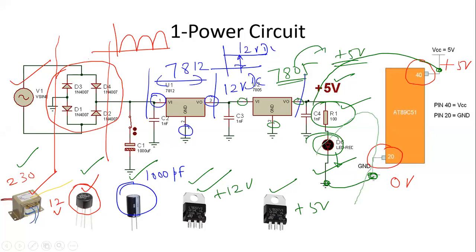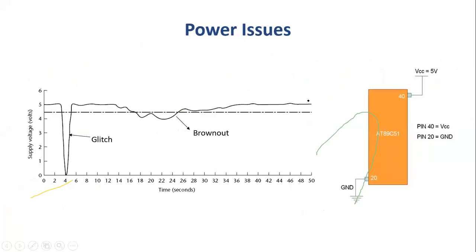I hope you are following what I'm discussing here. As far as the power circuit is concerned, there is nothing special. We have only two pins which are concerned with the power. So pin number 40 is connected with plus 5 volt, and pin number 20 is connected to ground, which is 0 volt. So this is pretty straightforward.